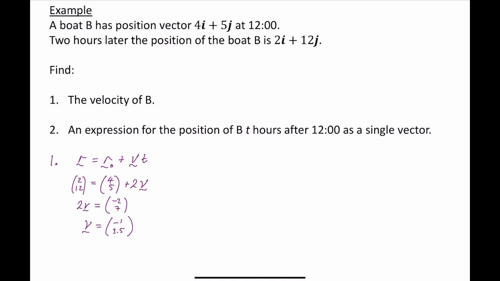Okay, question 2. Find an expression for the position vector of B, t hours after 12 o'clock as a single vector. So now it just wants a general expression for the position vector. Now that I've found the velocity vector, again, I can write out my general expression. And now I can substitute in what's always true. So for every case, if I'm trying to find the position vector, it's going to be starting at 4, 5, plus this velocity, which is -1, 3.5, which we found in part 1, and multiplied by the time.